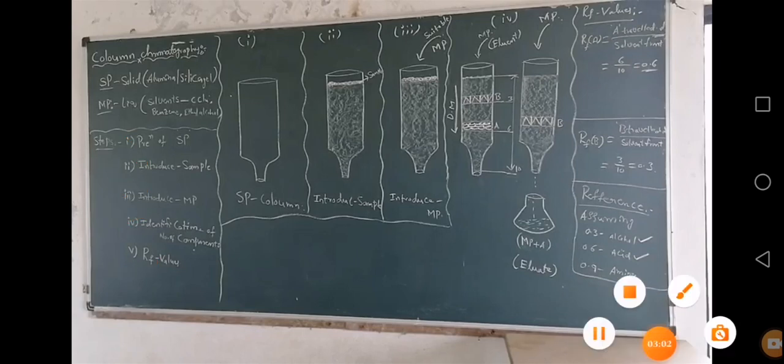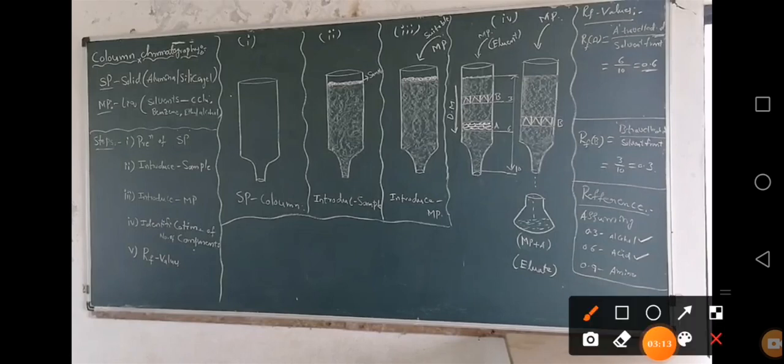Now come to the first one, the empty column I took here in Roman number 1. See the image. This is an empty column, which has a structure similar to a burette, but the width of the pipe is much larger. That is called the column, which is going to be used as a stationary phase after some modification.